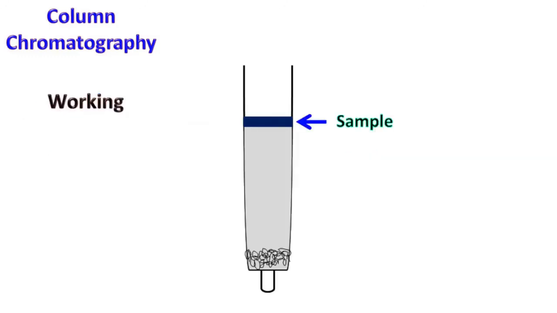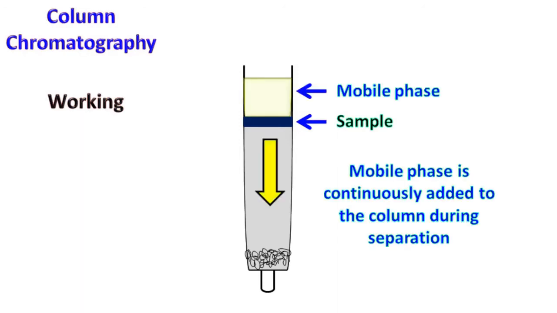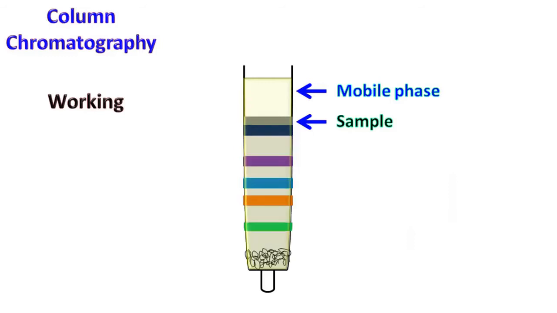Let's see the working of column chromatography. The sample is loaded with the mobile phase on the top of the column. Once the sample is loaded, the mobile phase is continuously passed to cause separation. The mobile phase moves down the column because of gravity. Separation of molecules occurs due to their differences in interaction with the mobile phase and the stationary phase.